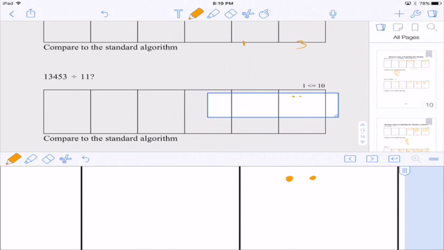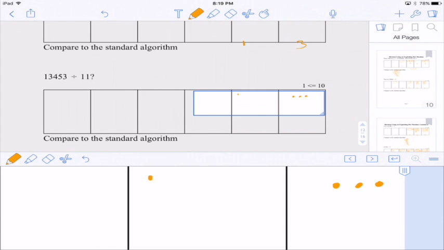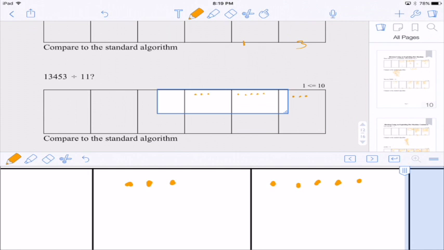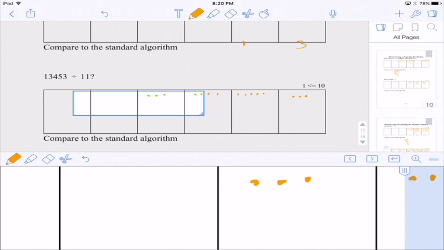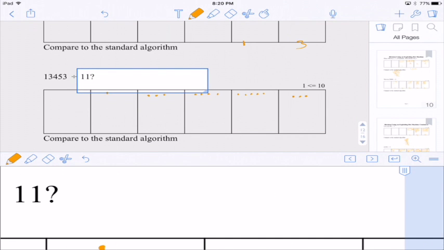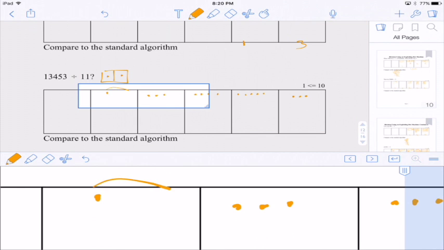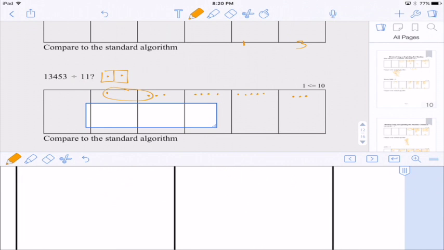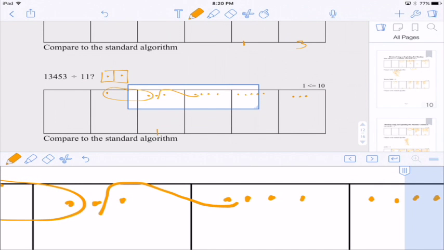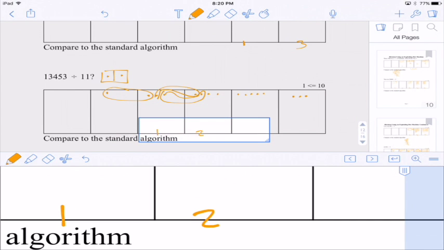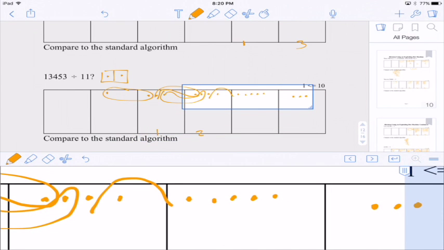So we've got 1, 2, 3 here. 1, 2, 3, 4, 5 for 50, 400, 3,000, and 10,000. Remember, for 11, I'm looking for a 1 and a 1. So let's see. Here's a group of 11. So there's 1 there. Here's 2 groups of 11. So there's 2 groups there. Here's a group of 11.